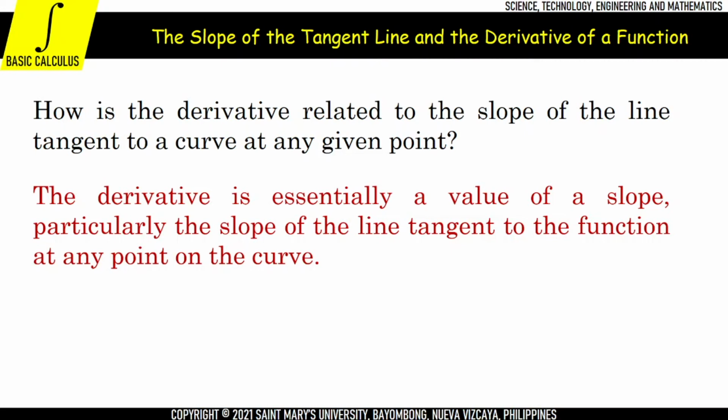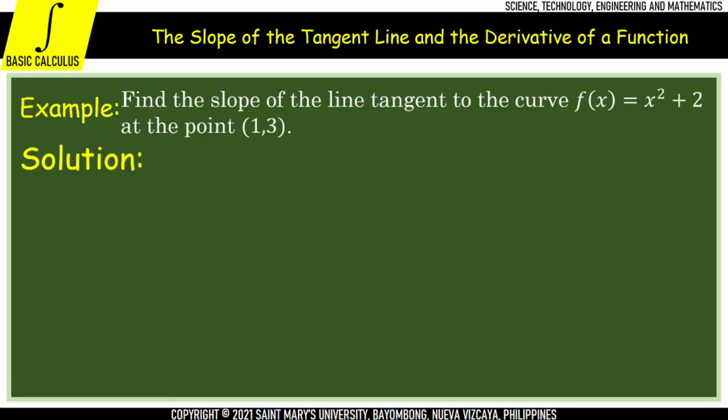Which means that kung ano yung derivative na nakukuha natin, that is the value of the slope of the tangent line. Ibig sabihin, the slope of the tangent line is further equal to the derivative. Ayan po. So, try natin i-verify using our last example. Find the slope of the tangent line to the curve of f of x equals x squared plus 2 at the given point 1, 3.